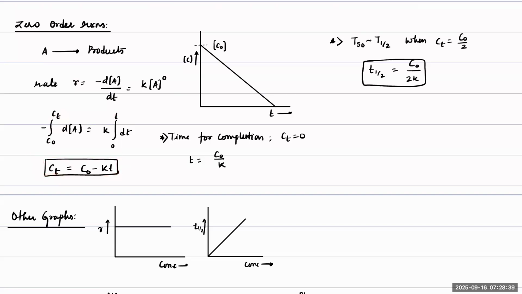So this is the equation how the concentration is decreasing over time. And next, time for completion. How much time does it take? Now, this is a time when C naught, when concentration C becomes 0. When this becomes 0, C naught is equal to Kt.